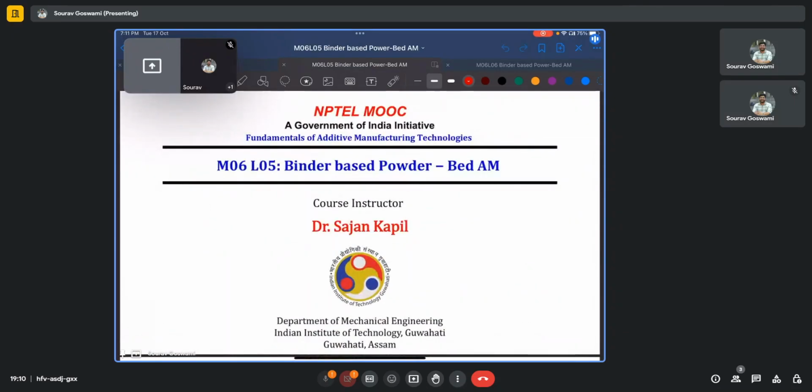So this week was primarily devoted to powder bed based processes, namely electron beam based powder bed additive manufacturing and binder jet based or binder based powder bed additive manufacturing. We have already covered electron beam based powder bed additive manufacturing last week, and so we'll start with the binder based AM process.